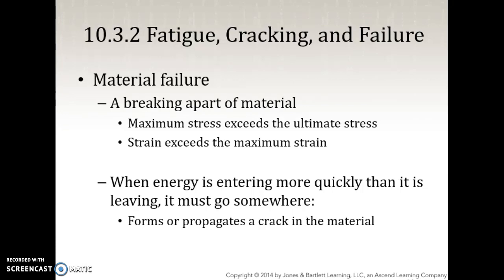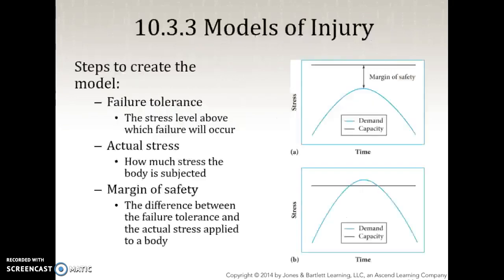So we have something called material failure, or breaking apart of material. So maximum stress exceeds the ultimate stress, or strain exceeds the maximum amount of strain. Again, that change in length. So typically when we see energy entering more quickly than it is leaving, it must go somewhere, which results in some type of crack and/or possible break or tear.